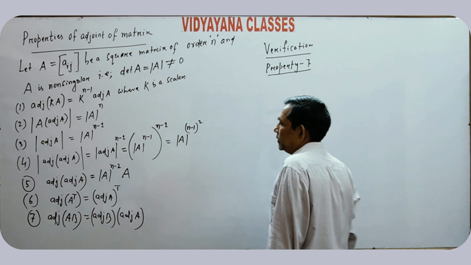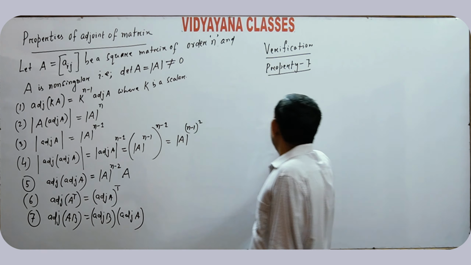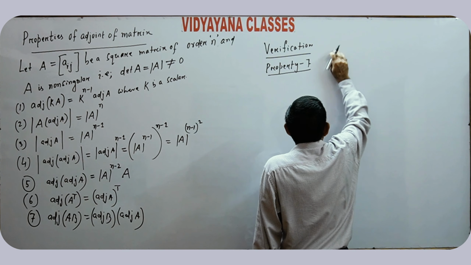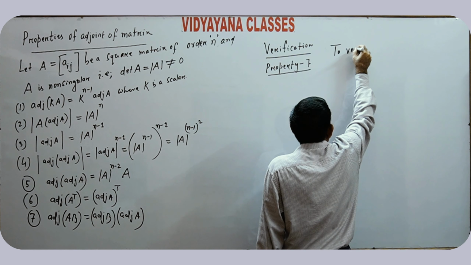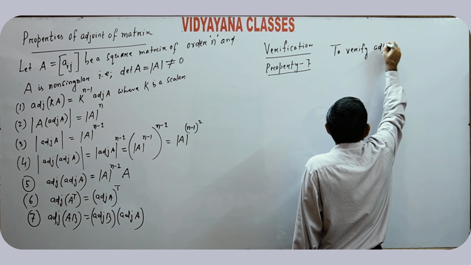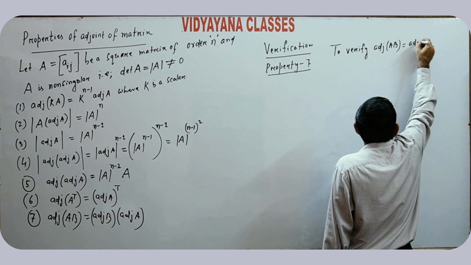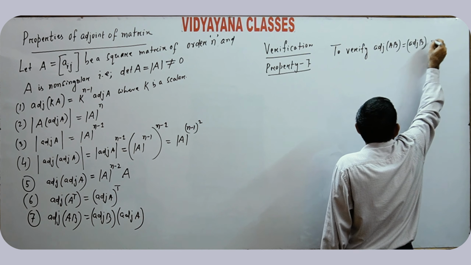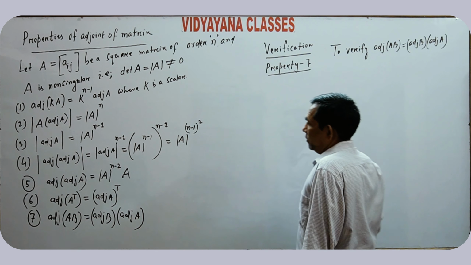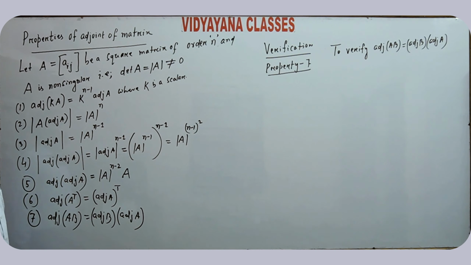Property 7. Similarly, other properties can be verified. To verify that the adjoint of AB is equal to the adjoint of B into the adjoint of A, we will verify property number 7.